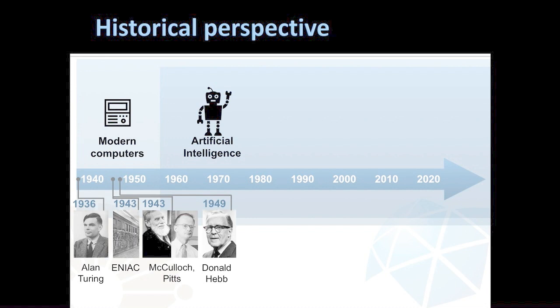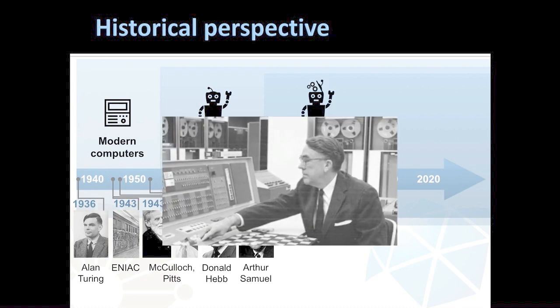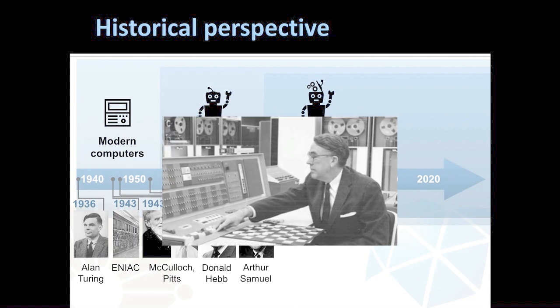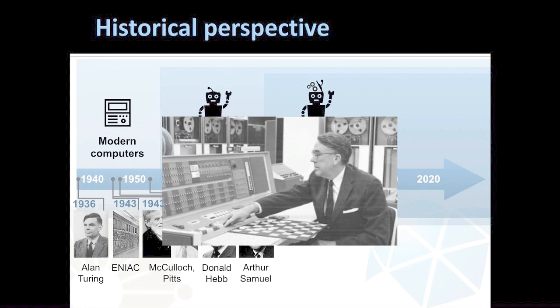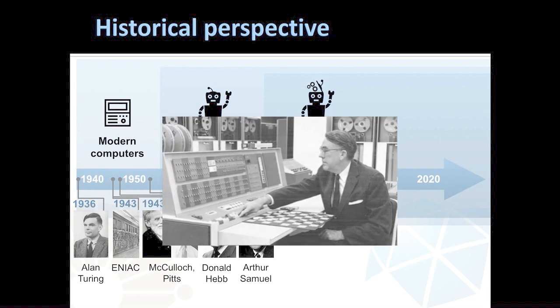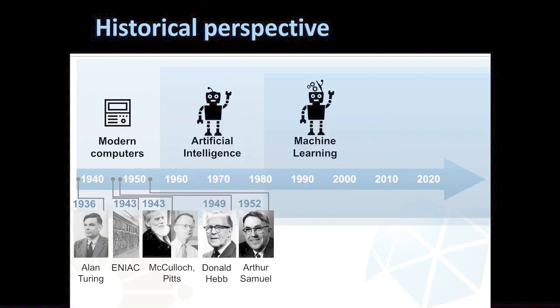In 1952, the IBM researcher Arthur Lee Samuel created the first learning program for a game. His program became a better player after each game. It was able to observe the best moves, and with this information it was able to improve its strategy. Arthur Samuel coined the term machine learning.